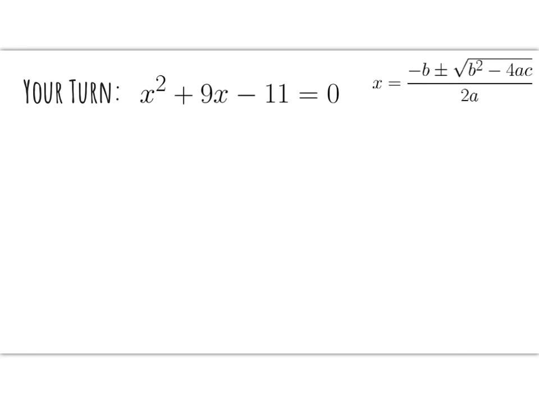One more for you, and it's the problem that we started the lesson with. X squared plus 9x minus 11 equals 0. Give this a try. Let's see how you did. First off, we need to identify our values for a, b, and c. A is 1, b is 9, and c is negative 11.